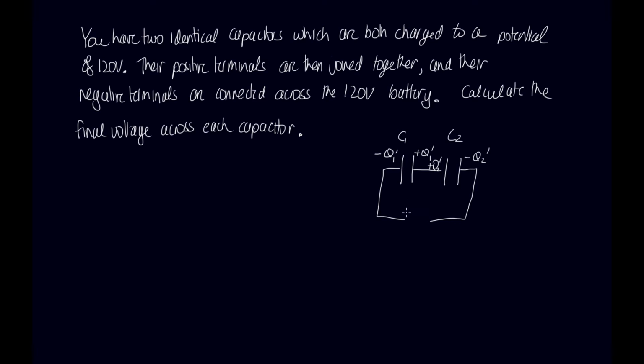And then we connect our battery. So let's draw it connected with the battery down here. So here's the positive terminal of our battery. After the charges have redistributed, the battery will supply some charge, and we'll end up with this being plus Q1, and here we'll have minus Q1, and this is capacitor 2. We'll have minus Q2 on this side and plus Q2 on that side.